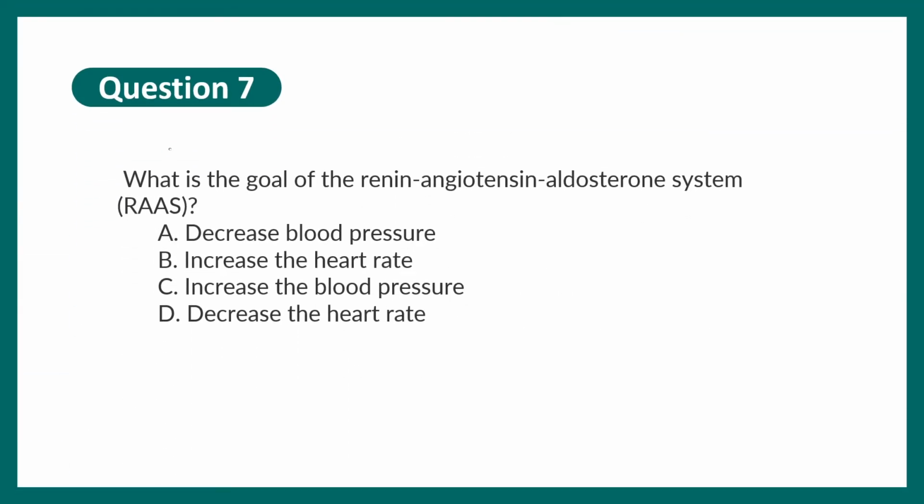Question 7. What is the goal of the renin angiotensin aldosterone system? Decreased blood pressure, increased heart rate, increased blood pressure, decreased heart rate. So the correct answer here would be increasing the glomerular blood pressure.